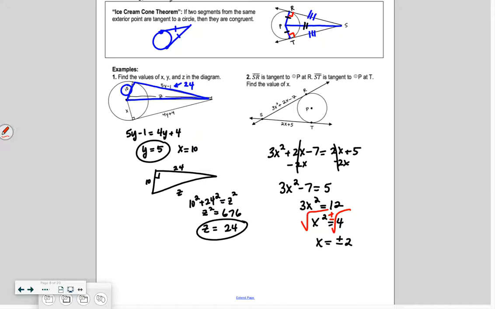So look back through. Can you plug in a 2? 2 times 2 plus 5 is 9. What about the negative 2? Does it work? 2 times negative 2 is negative 4 plus 5? 1. Is that okay to have a length of 1? Yes, you can have a length of 1. So it is plus or minus 2. Both of them do work.